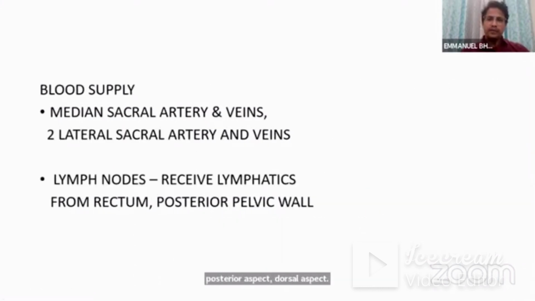Now the blood supply to the sacrum comes from the medial sacral arteries and veins. The medial sacral artery is a branch from the abdominal aorta, and the two lateral sacral arteries are branches of the internal iliac artery. The veins drain back to the internal iliac and the common iliac. Regarding the lymph nodes, there are presacral lymph nodes, which receive lymphatics from the rectum and the posterior pelvic wall.